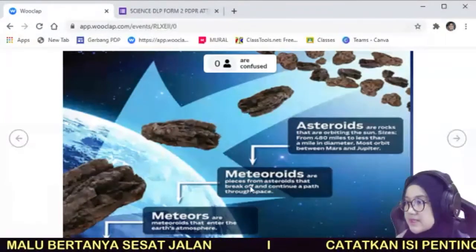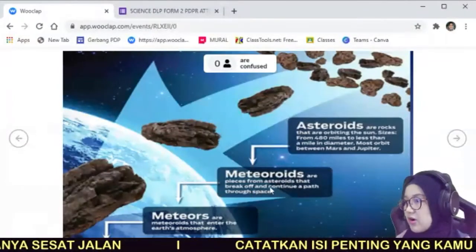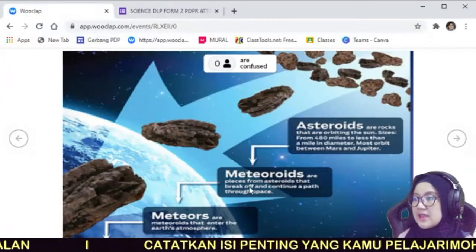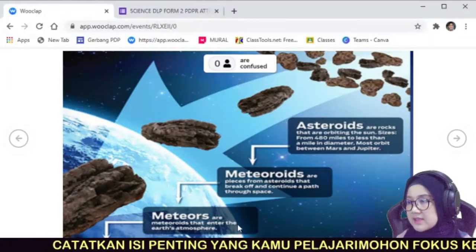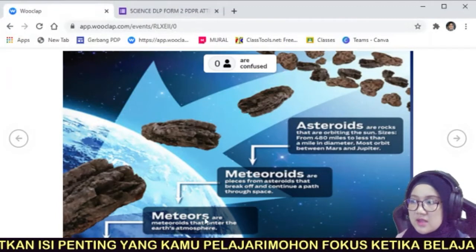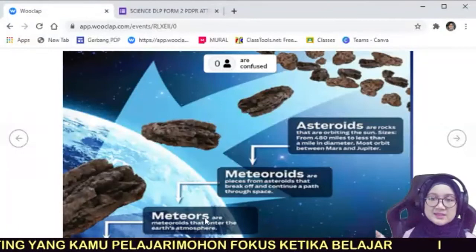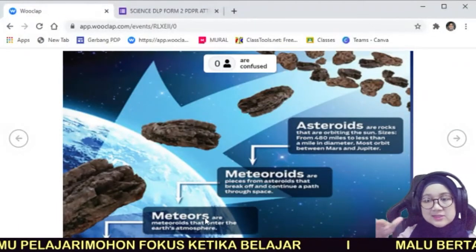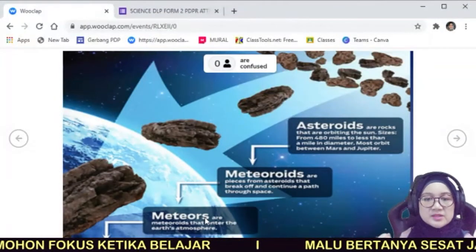Meteoroids are pieces of asteroid that break off and continue a path through space. And then where it becomes smaller, it becomes meteors that enter the Earth's atmosphere. So the meteoroid is the pieces, the fragments, or a smaller asteroid situated in outer space. That is called a meteoroid.